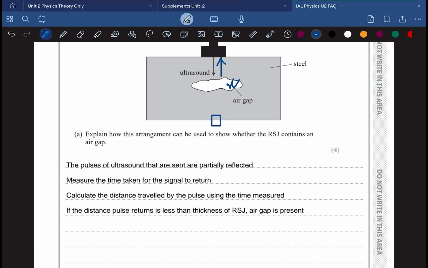Or you can also think of it like this: the pulses of ultrasound that are sent are partially reflected. Some of them will be reflected, right? The pulses that we send will come and then they will be reflected. We will measure the time for the signal to return, and we will calculate the distance traveled by the pulse using the time measured, because we know the speed at which we are releasing the ultrasound. As we know the speed and we have measured the time of it going and reflecting back, we can easily figure out the distance traveled.